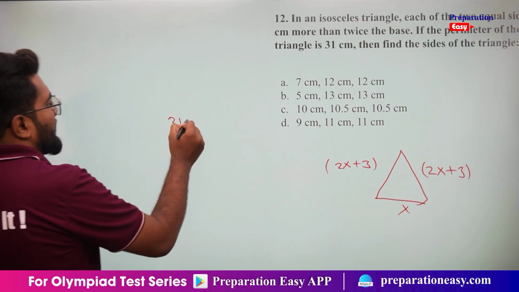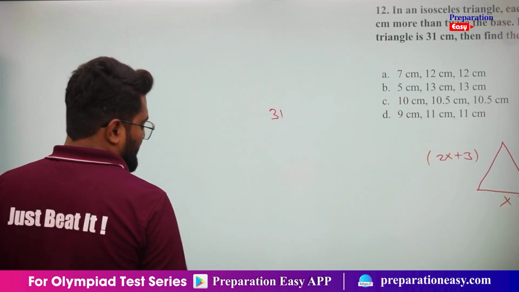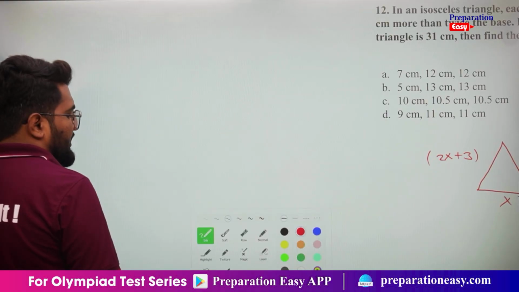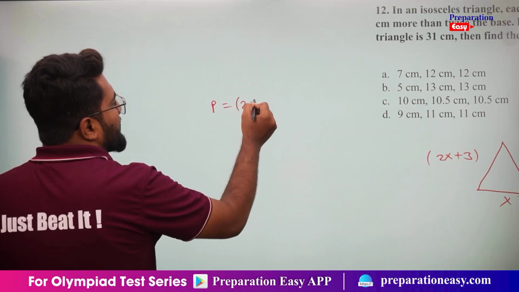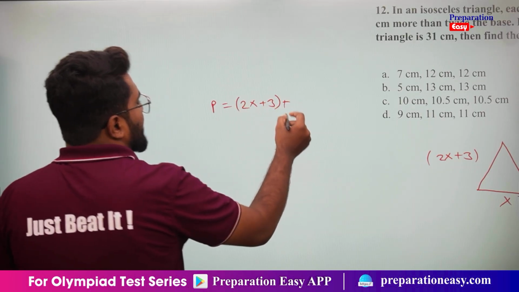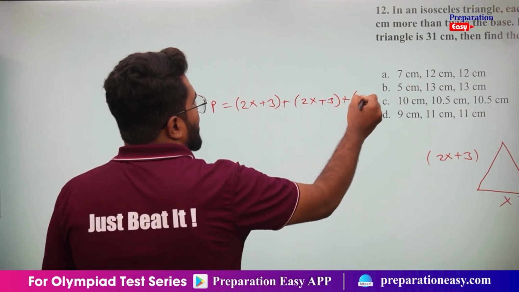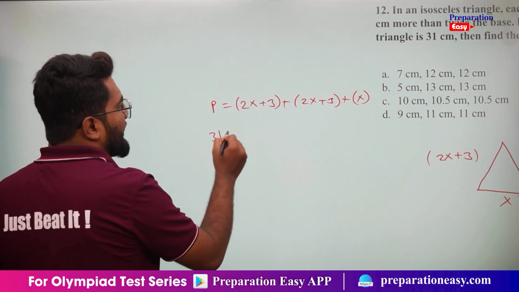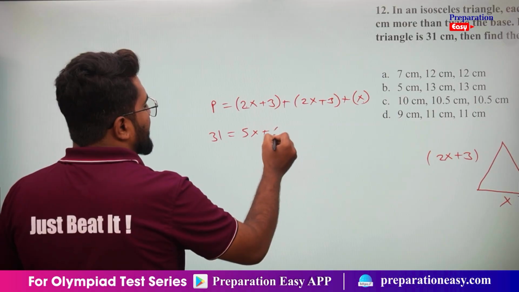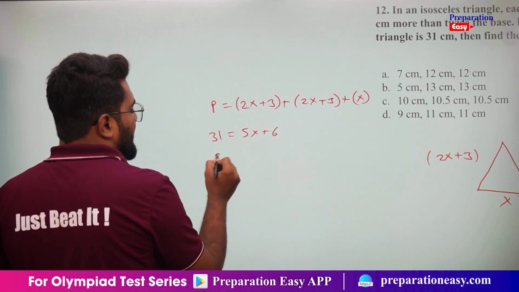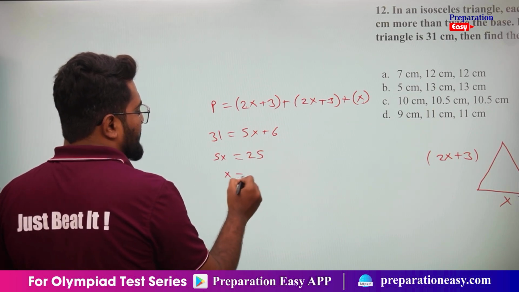Perimeter equals the sum of all sides. First side is 2x plus 3, second side is again 2x plus 3, third side is x. So 31 equals 5x plus 6. So 5x will become 31 minus 6, which is 25. So x equals 5.